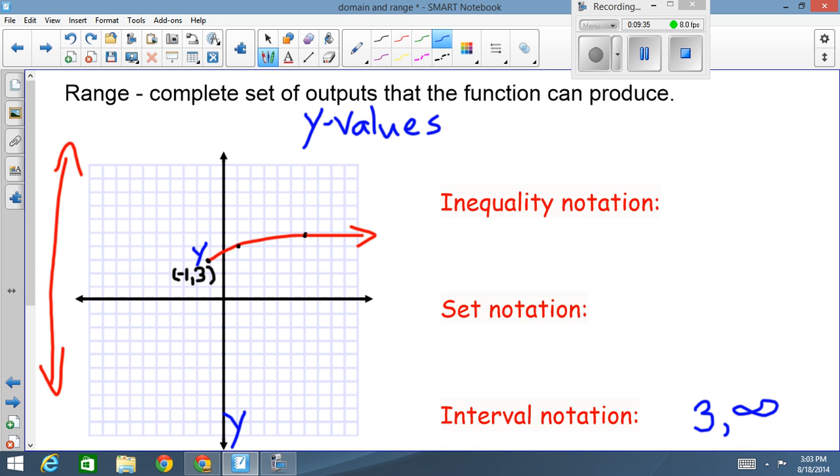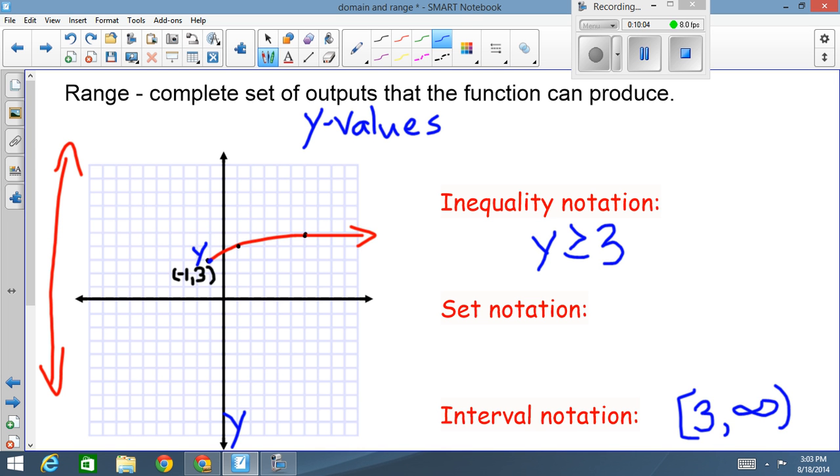Now, once again, we're going to use a bracket because it's a filled in dot there at 3, and I'm going to use a parentheses with infinity. Okay? Inequality notation is going to look like this. Now remember, we're talking about the y values now. So we're going to have y is greater than or equal to 3 because it starts at 3 and it just goes up from there.